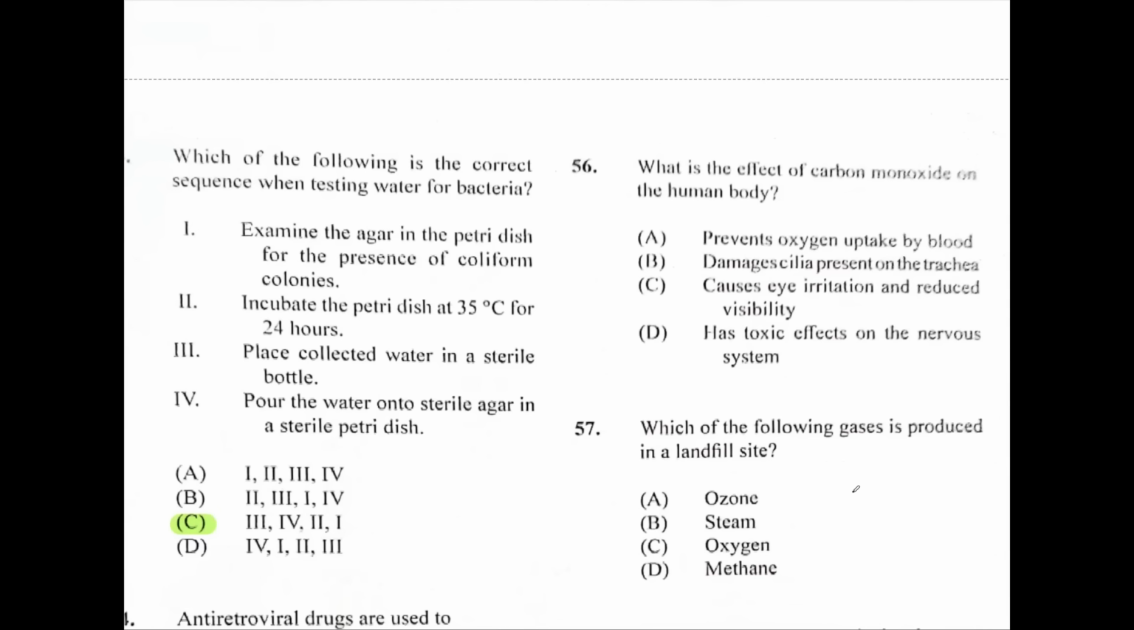Question 56. What is the effect of carbon monoxide on the human body? It prevents oxygen uptake by blood, damages cilia present in the trachea, causes eye irritation and reduces visibility, has toxic effects on the nervous system. A and D are always the answers to contemplate between, and we are going with prevents oxygen uptake by blood.